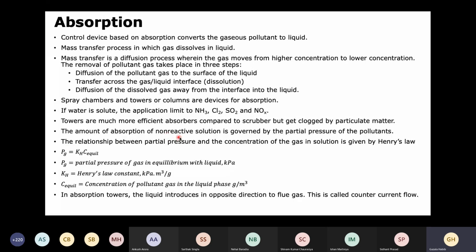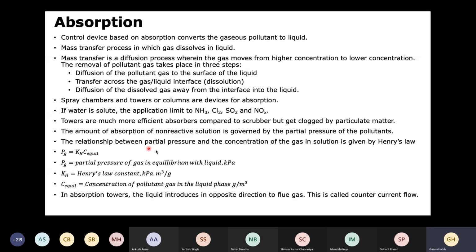The amount of absorption of non-reactive solution is governed by the partial pressure of the pollutant. So there could be a reactive liquid like water, and there could be some non-reactive liquid where the whole absorption will be governed by the partial pressure of the pollutant. There would be no chemical reaction as such, like aqueous phase chemistry. It happens in aqueous phase chemistry, but here the absorption will be governed by the partial pressure of the pollutant.